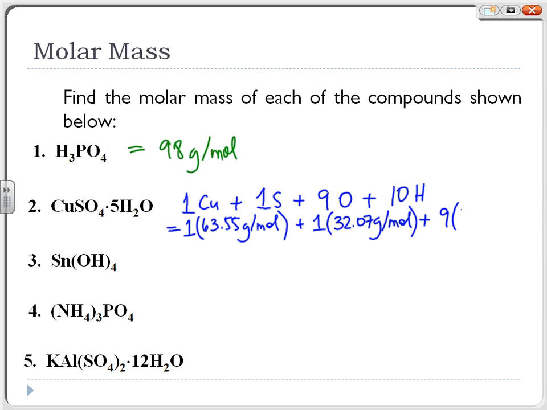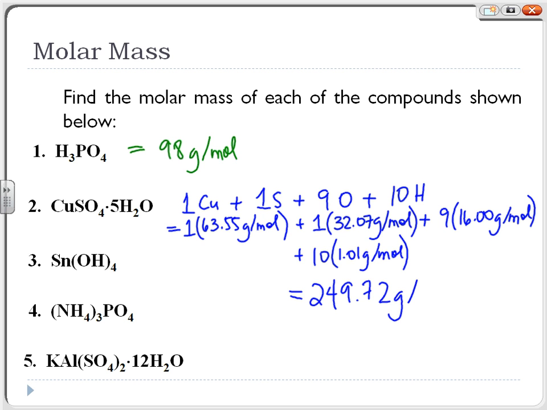I've got 9 times 16 grams per mole of oxygen, and I've got 10 times 1.01 grams per mole of hydrogen. So if I add all those up together, my final answer for that one is 249.72 grams per mole. So that's my molar mass of copper 2 sulfate pentahydrate. Okay, so hopefully you get that and that makes sense to you. That's sort of as complicated as it's going to get.